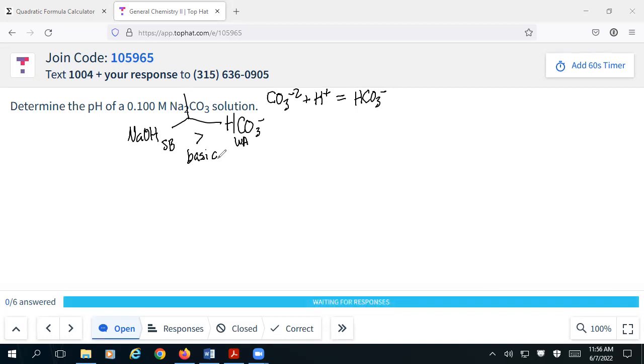If I know that I have a basic salt, I need to focus on that anion, the negatively charged substance. So I need to look at the carbonate here. Carbonate is going to act like a base toward water. Here's where we get to use that stuff that we talked about at the beginning of this chapter. If carbonate's acting as a base, that means that water is acting as an acid. What are the two products?